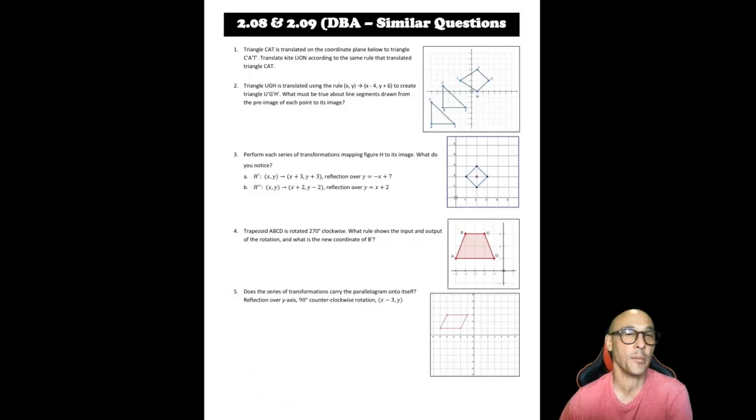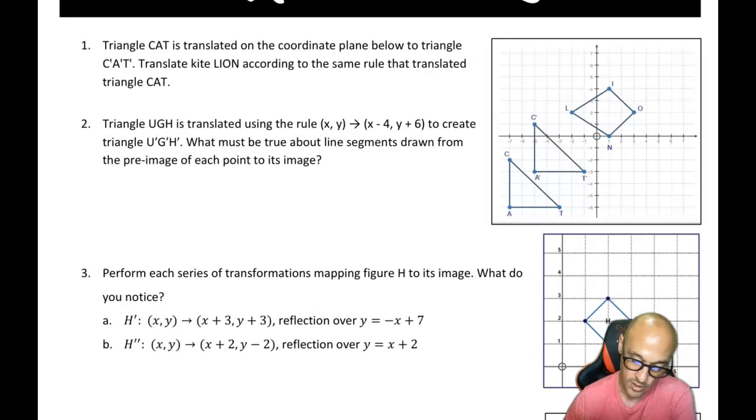These questions are going to be similar to the kinds of questions that you'll see in the DBA for 2.09 and also those that you'll find during the test as well and in the practice test. So it's going to serve a lot of purposes here.